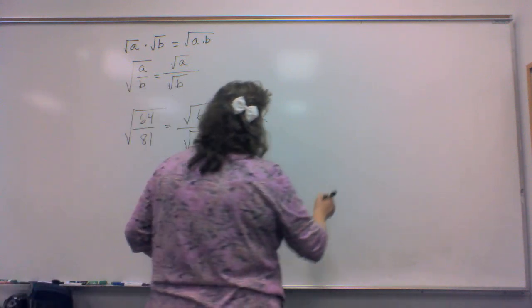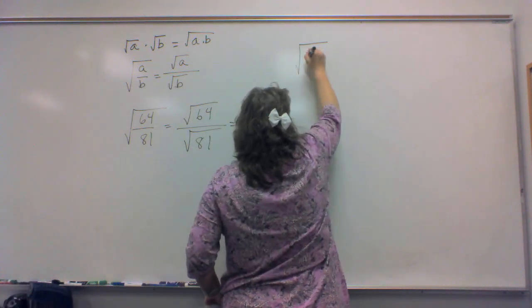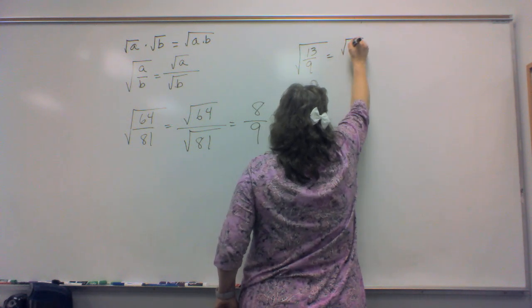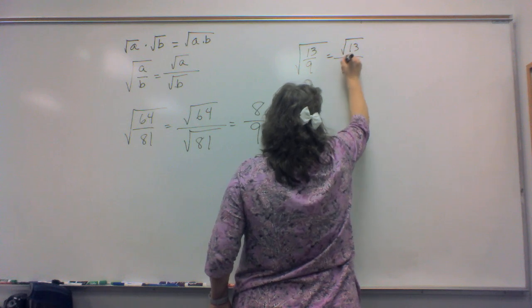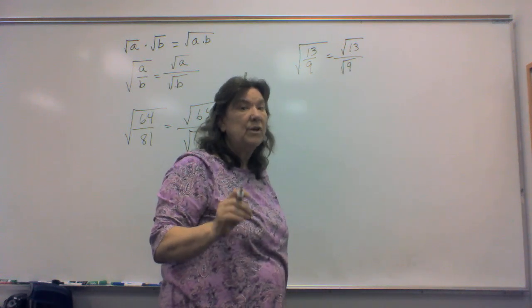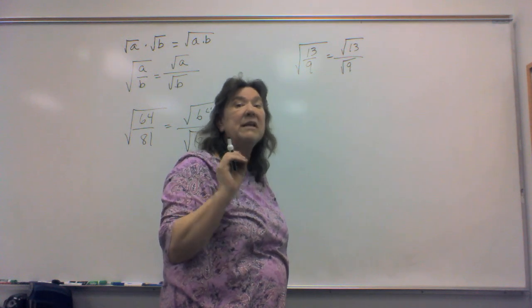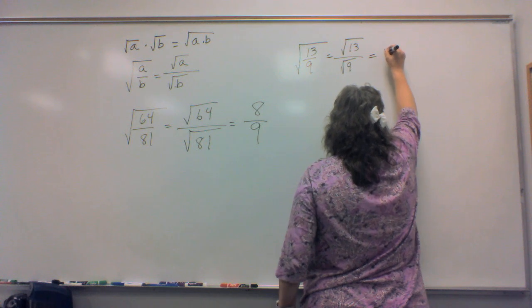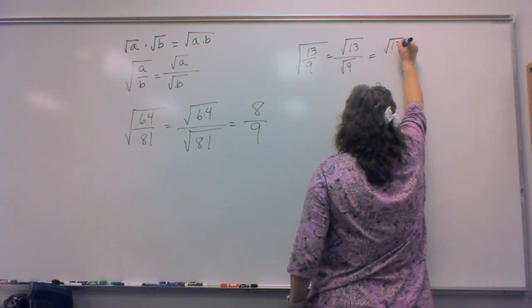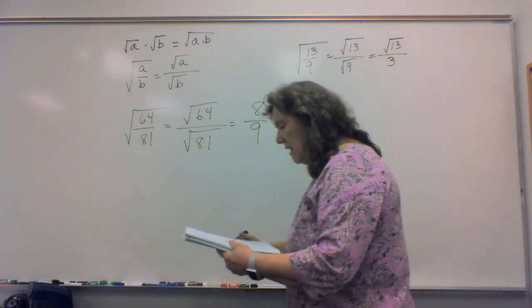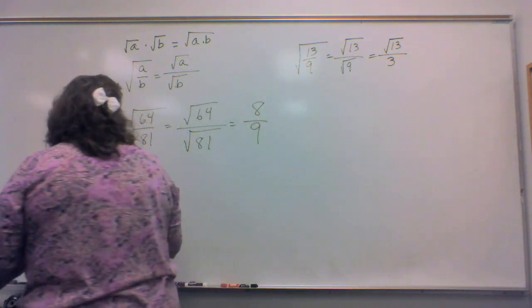How about this one? The square root of 13 over 9. Again, square root of 13 over the square root of 9. Square root of 13 does not simplify, and we're looking at exact values. That's why you can't use the calculator. But the square root of 9 is 3. So this leaves me with the square root of 13 over 3, and that is the exact value.